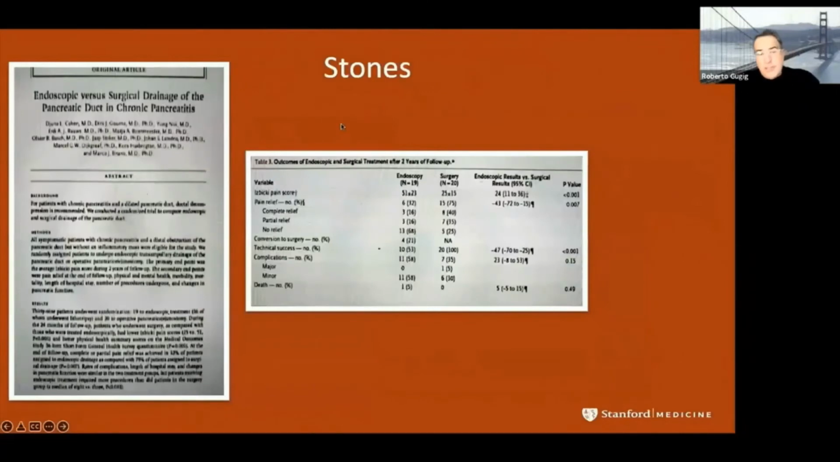So there are some data that we need to pay attention to, and this is a study comparing surgical drainage versus pancreatic drainage.